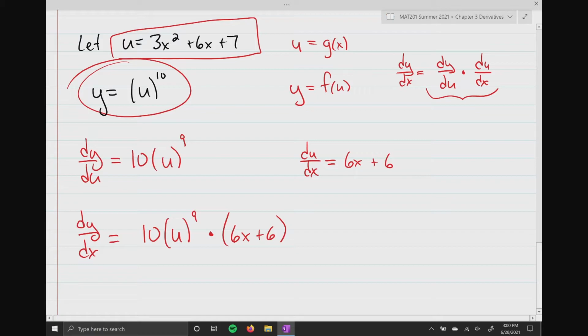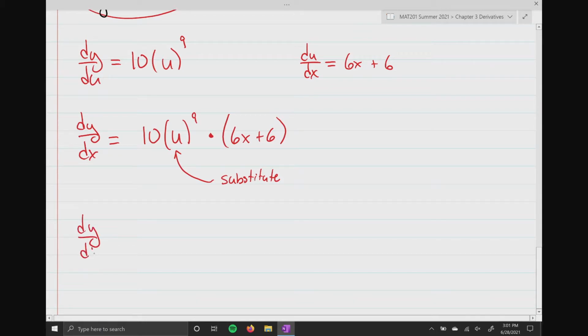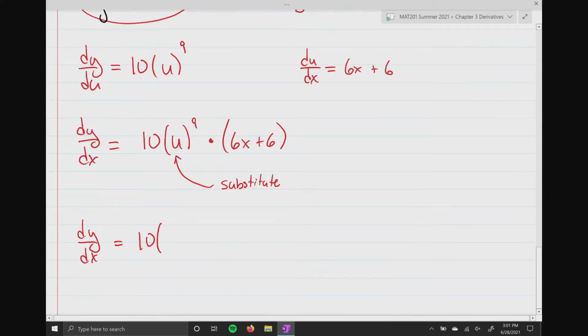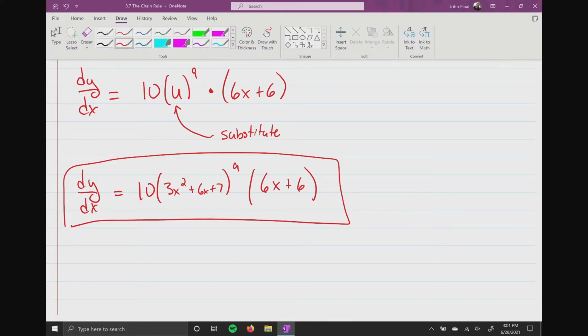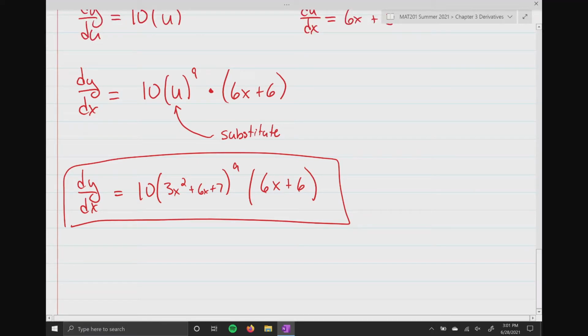And then lastly, I'm going to substitute what I let u equal at the very beginning of the problem. So dy dx is going to equal 10 times 3x squared plus 6x plus 7, all raised to the 9th, multiplied by 6x plus 6. So hopefully you can see here how this works. Okay, so this is just our chain rule right here. Now, what I'm going to do here is just do a bunch of examples.